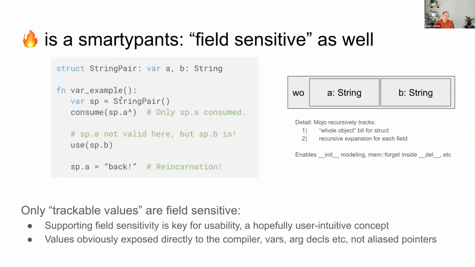I can create a fully initialized string pair with everything going on, and I can consume one field. That's fine. I can't use SP here, but I can use B. B is fully initialized. The Mojo compiler is fully field sensitive, and it will require that the field be initialized before it gets destroyed, because it can't destroy a partially initialized thing. It can't run the destructor on SP, but it handles this.